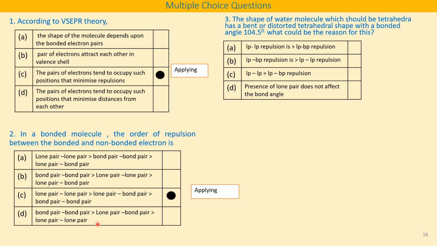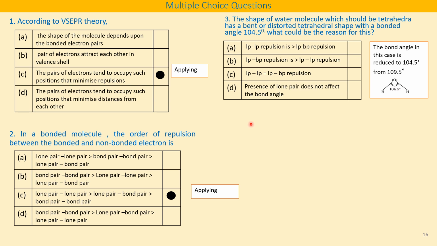So the reason may be LP-LP repulsion is greater than LP-BP repulsion. Option B: LP-BP repulsion is greater than LP-LP repulsion. Option C is LP-LP equals LP-BP repulsion, and option D is presence of lone pair does not affect the bond angle. Please examine, pause the video and mark your answer.